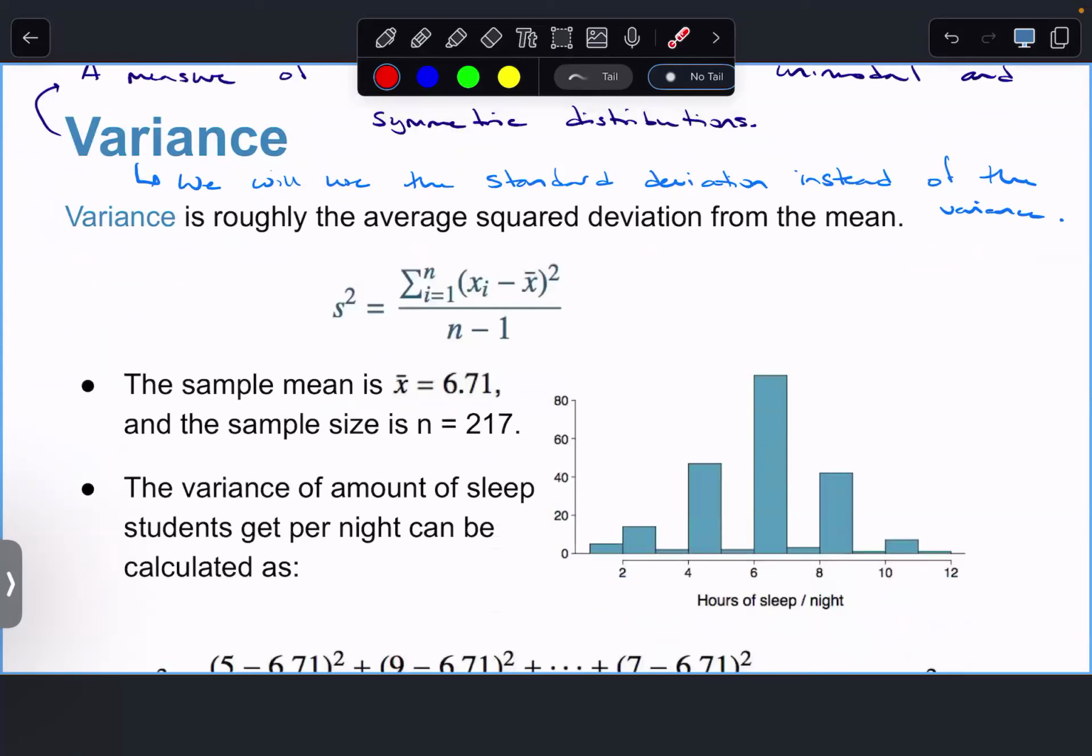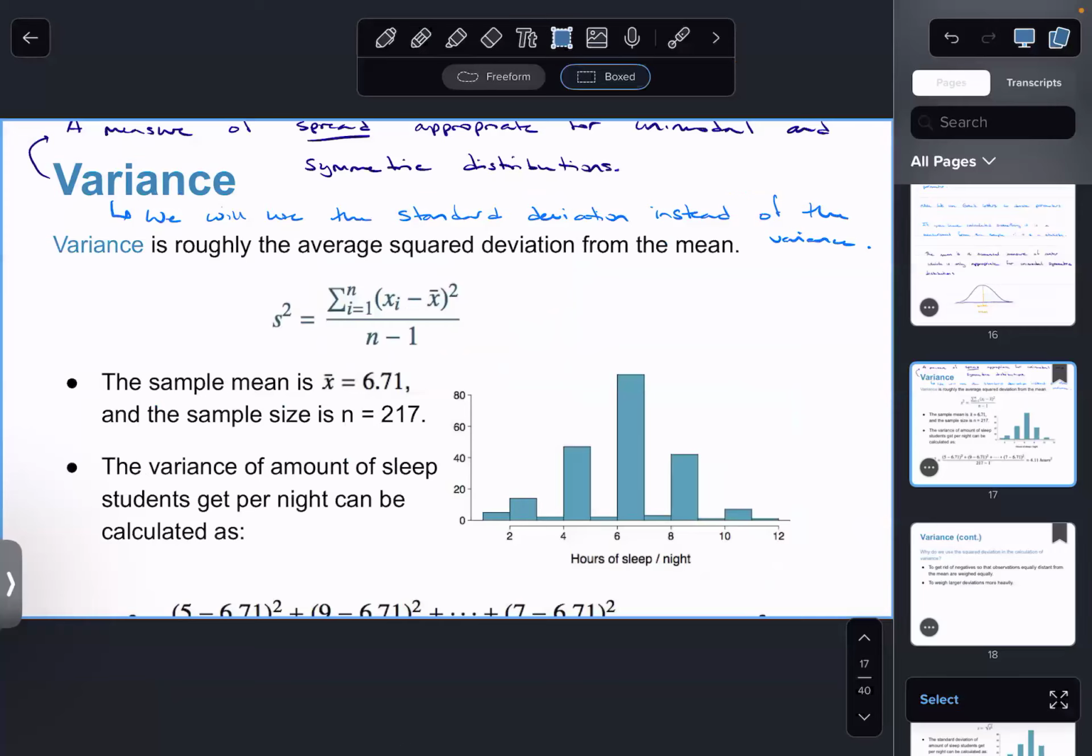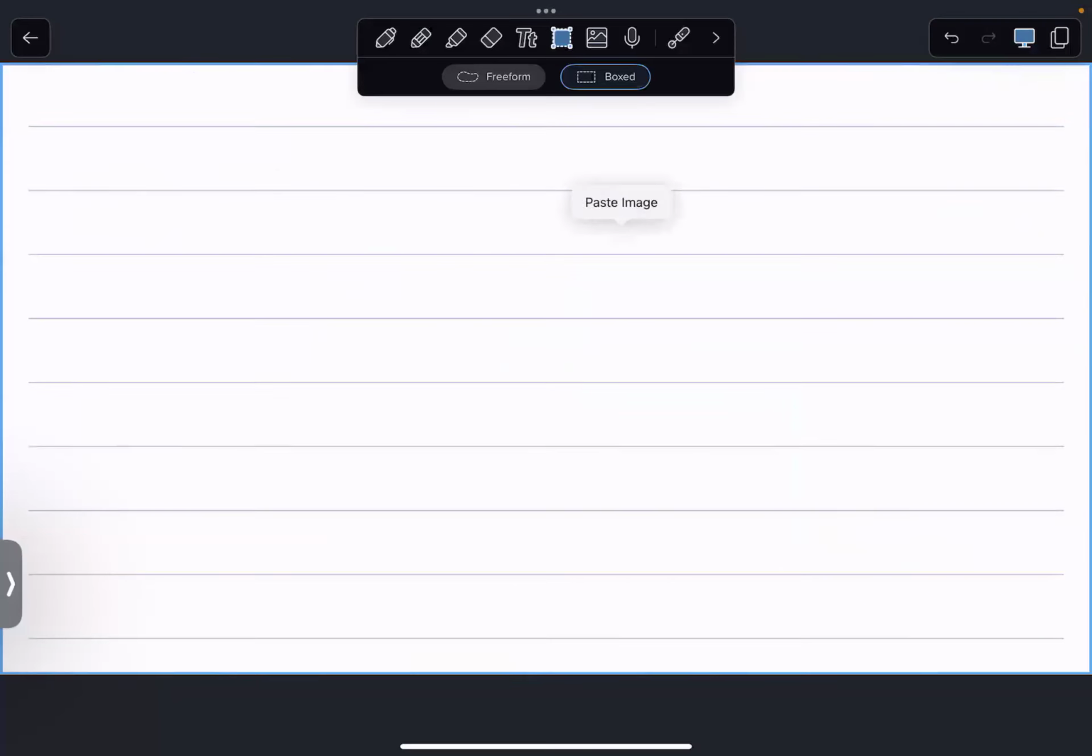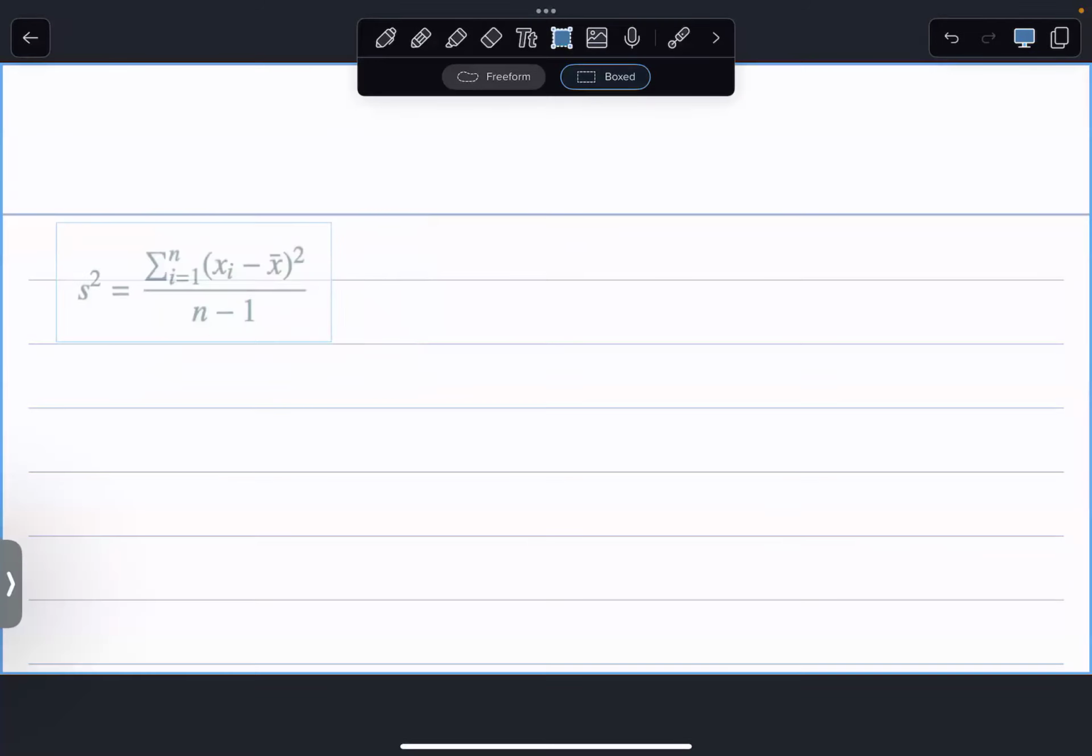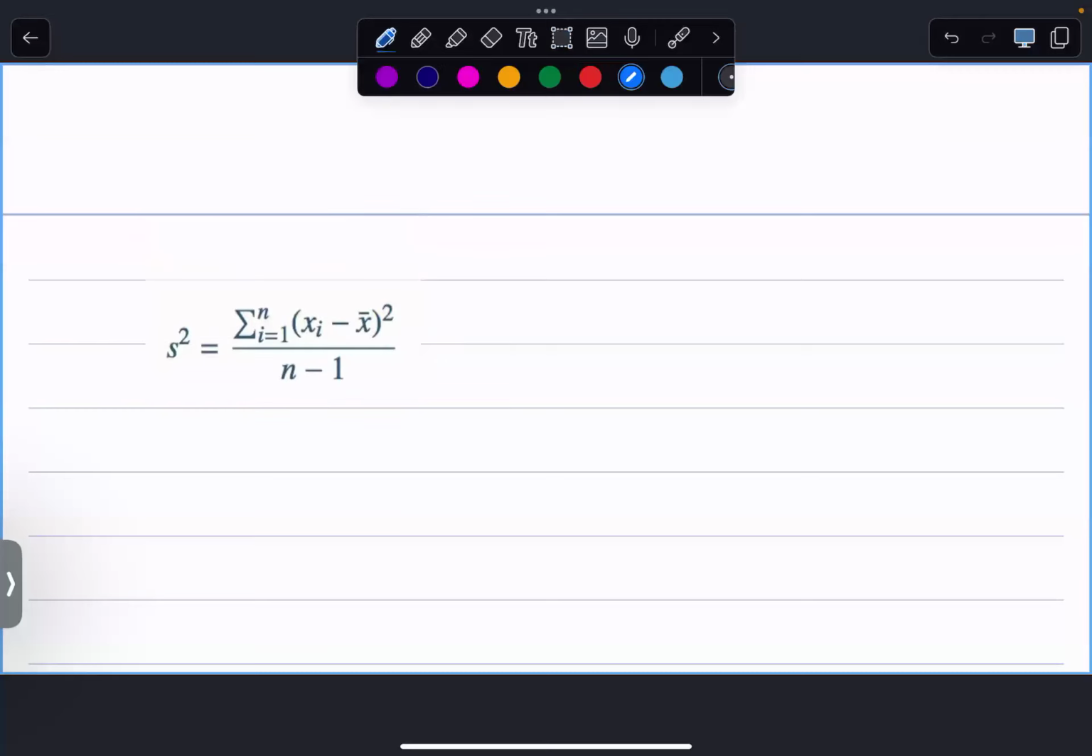So they've got this example here, but what I want to do is just break apart this formula so that we know how to tackle it. And of course, it'll be on your formula sheet, although I think I skipped straight to the standard deviation on the formula sheet. There. S squared is the sample variance.